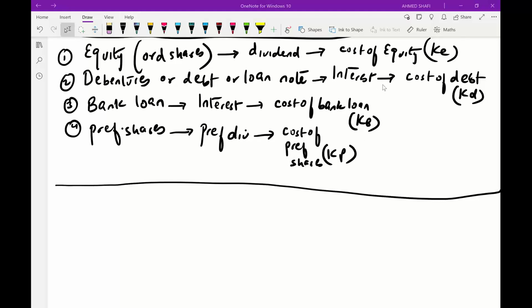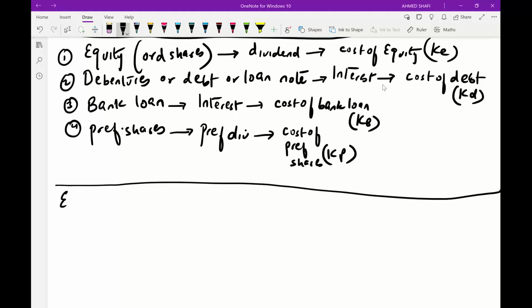Okay, so I have given you the basic concept of cost of capital, that cost of capital is the cost of raising finance, and a company raises finance either through equity, and has to bear a cost on that. Dividend, that's cost of equity, KE. It raises finance through debt, has to pay interest on that, that's a cost of debt. If it raises finance via bank loan, has to pay interest on that, cost of bank loan. Raises finance via preference shares, has to bear a cost on that, cost of preference shares, KP.